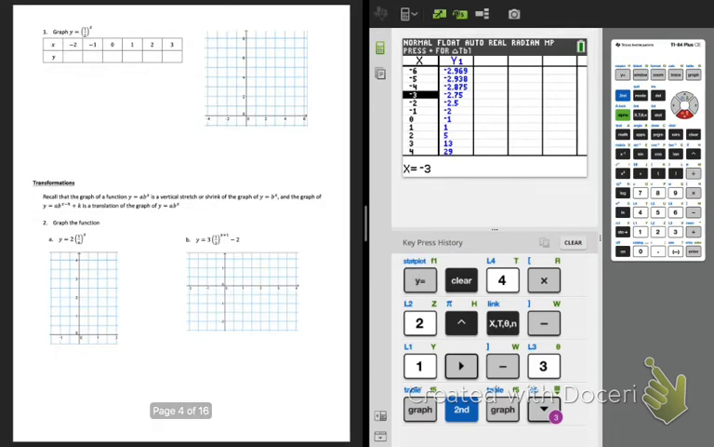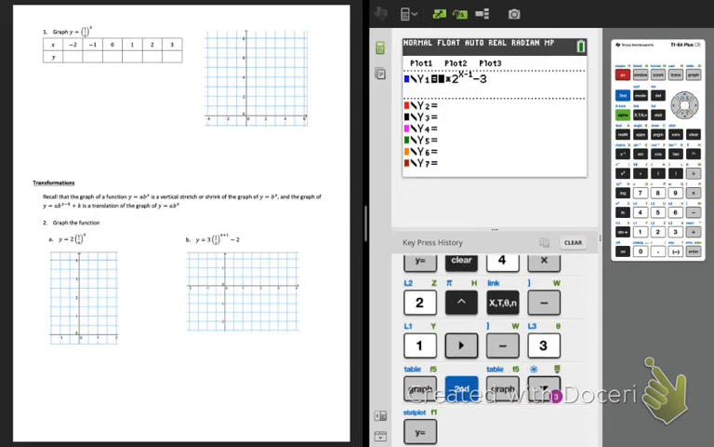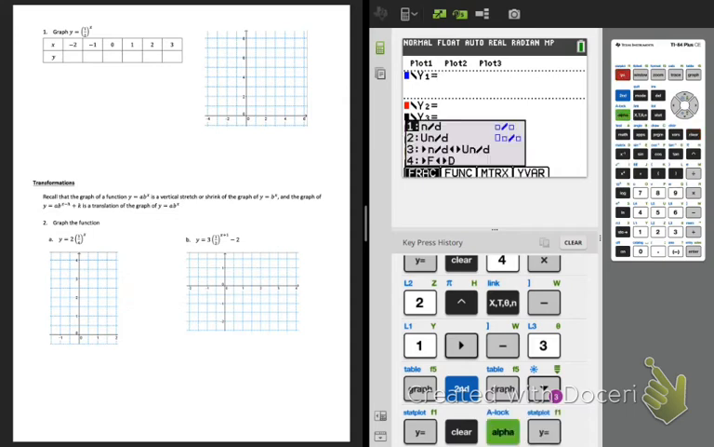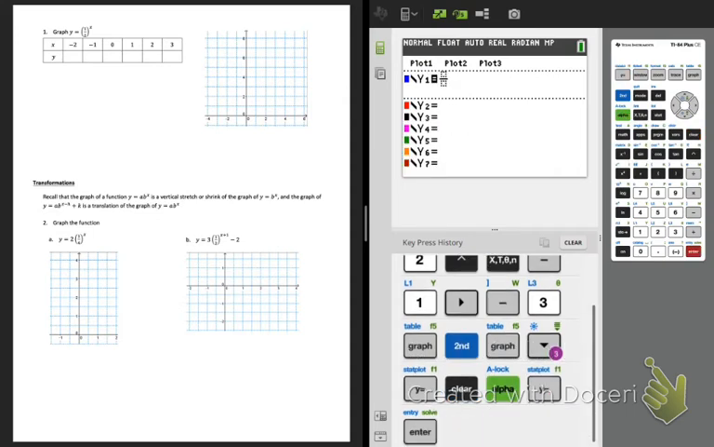Alright, so we take a look at the first example here on the last page. It says graph y equals (1/2)^x. So we can see the value that's attached to the exponent here, that decay factor, is 1/2. That's between 0 and 1. So that's going to be an indicator that it is going to go downward from left to right. So again, I'm going to type that in.